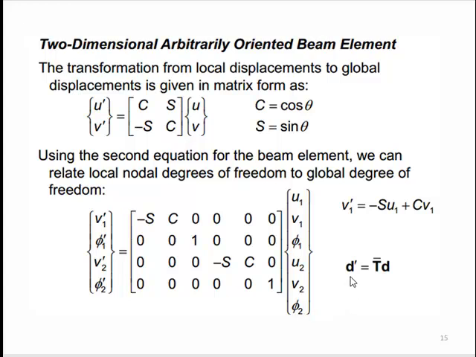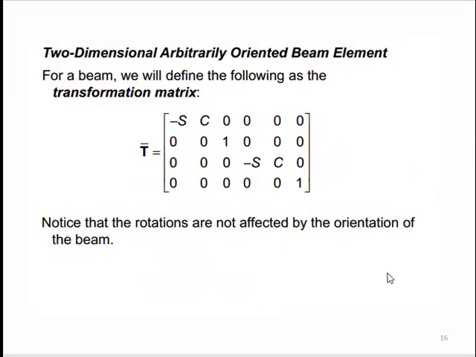So here we can say that d prime is equal to this transformation matrix times d. So this is the transformation matrix. Notice that the rotations are not affected by the orientation of the beam, as I have explained earlier.